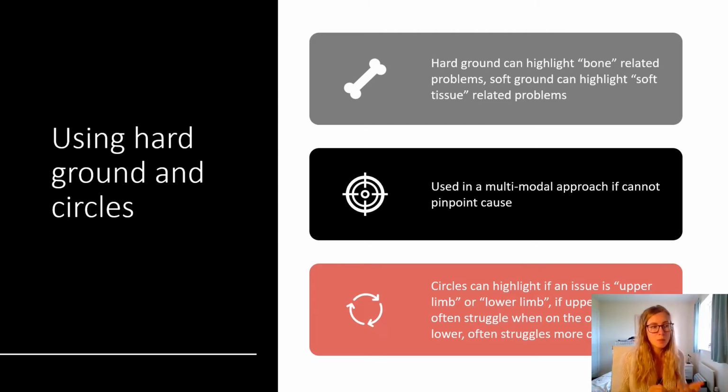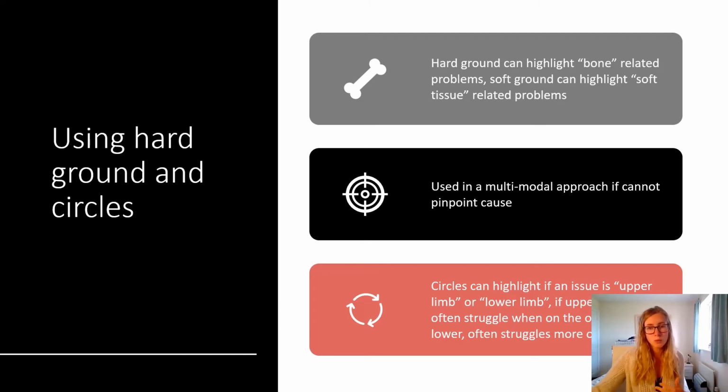So if the upper limb, it's often a struggle when that limb is on the outside of the circle. So for example, if there's a problem with the shoulder of the left fore, then when they're on the right rein and the left shoulder's on the outside, that'll often exacerbate the lameness because they can't swing round the outside of the circle as easily. And if it's lower limb, it's often worse when it's on the inside of the circle because it's getting more weight bearing. It's not always that simple.